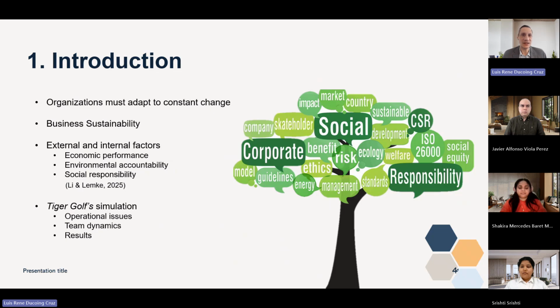In this changing and evolving world, organizations must adapt in order to remain competitive and not only foster profitability, but social and environmental impact in a positive way. This is related to business sustainability, since business sustainability accounts for the external and internal factors that balance economic performance, environmental accountability, and social responsibility, according to Lian Lemke.